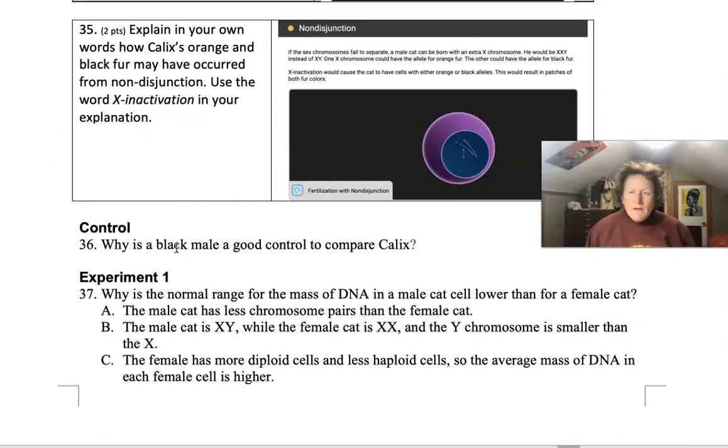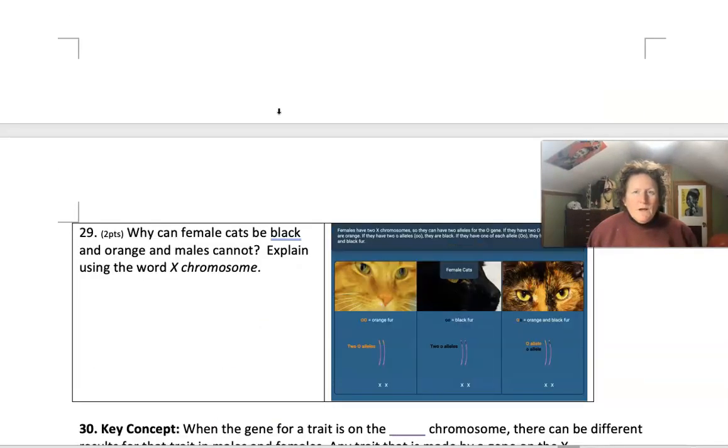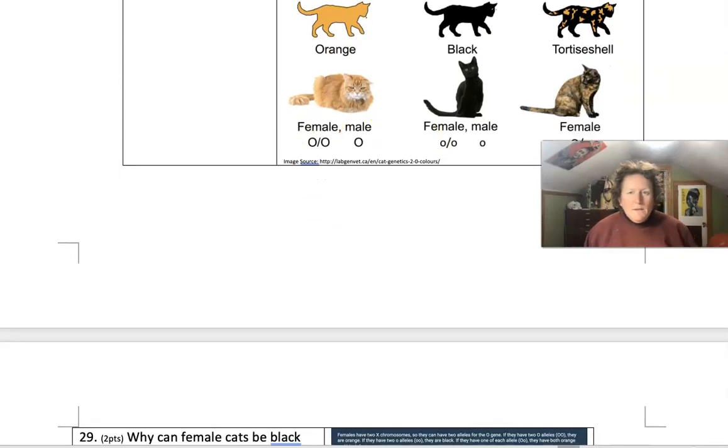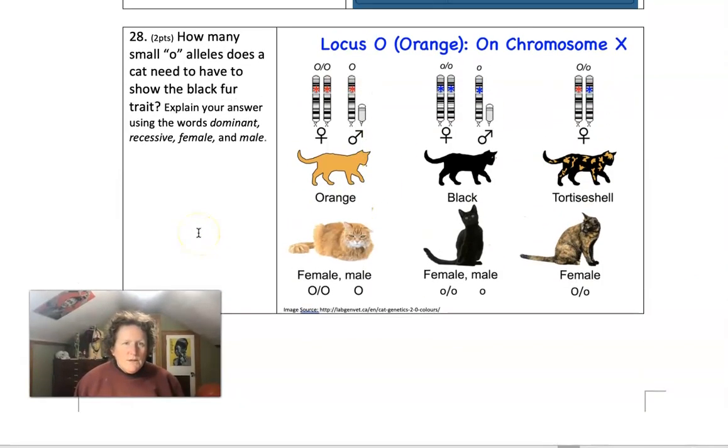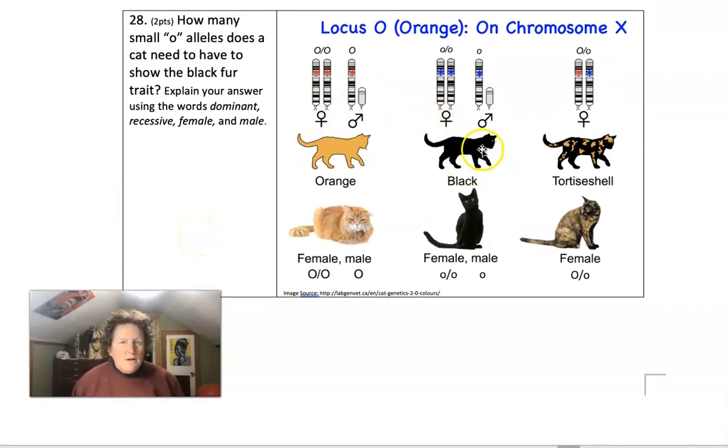35 is talking about non-disjunction, where you get a whole extra X chromosome. So you need to explain how you get to an orange and black male cat who's XXY. How does X inactivation work in this situation to give you a male that is orange and black? If you need help figuring out how cats get to be orange and black, you can go look at question 28. Here's an excellent diagram that helps you remember what alleles you need to be orange and black.